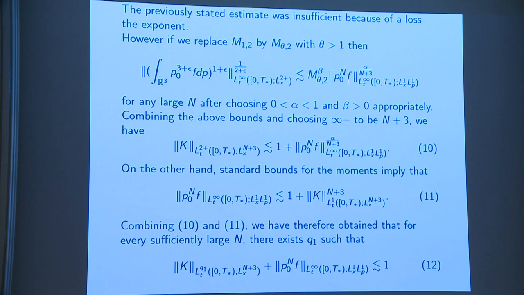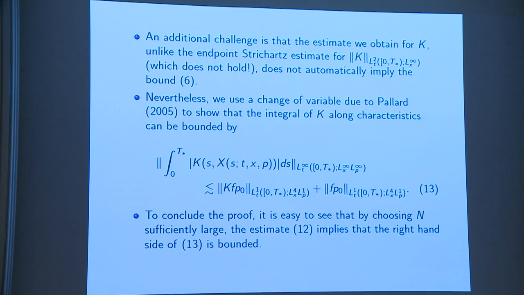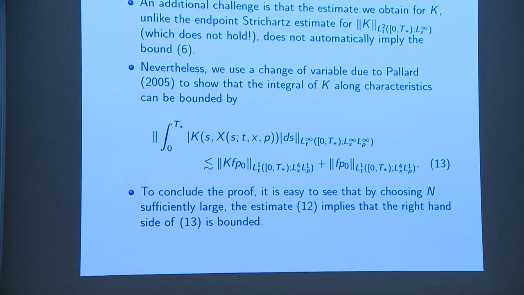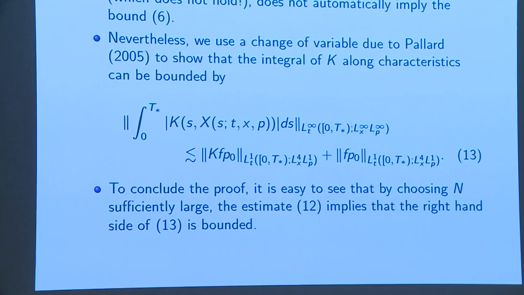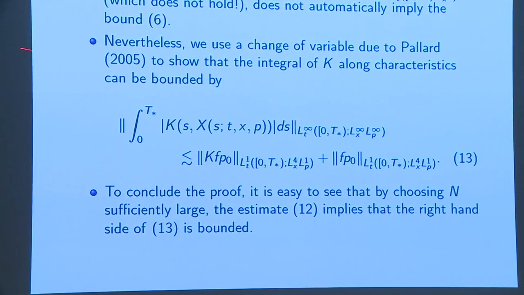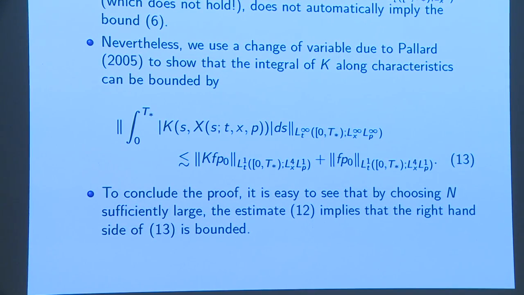Our goal is to show that M theta 2 finite implies that the integral of K along the characteristics is finite. In the 2D and 2.5D case, you can just directly prove that K is in L infinity. In the 3D case, which implies the continuation criteria in 3D, we don't know how to prove that. But what you can do is use a change of variable due to Pollard. Pollard didn't prove this estimate, but he proved related estimates and did a change of variable, which is basically what we use. In 3D you really have to prove that the integral of K along the characteristics is bounded. You can't just prove that K is bounded without caring about the characteristics. This is really a statement along the characteristics.